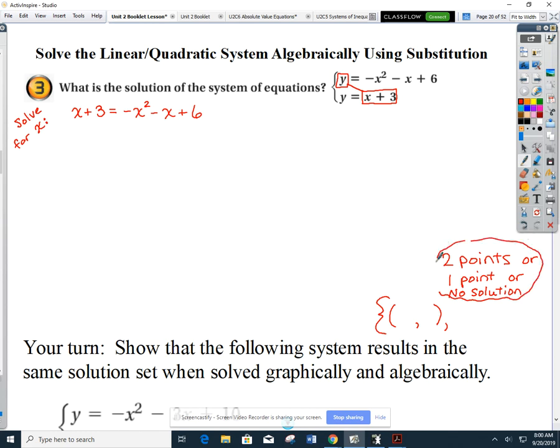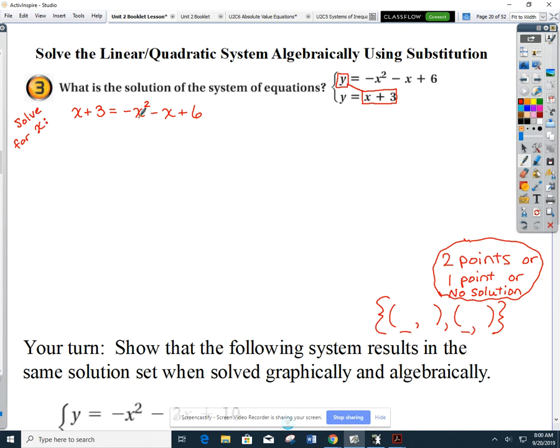So we're going to start out thinking that we're probably looking for 2 points, but maybe it's just one and maybe it's none. So solve for x. Once we get our x values, then we would know this is where our x values are going to go, and then we can use that x value to solve for y.